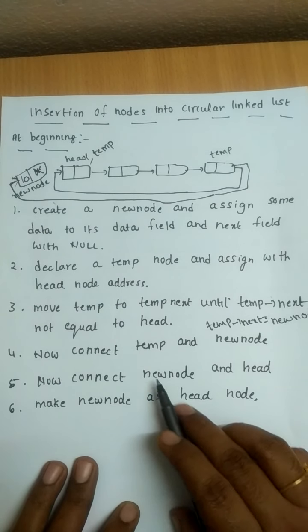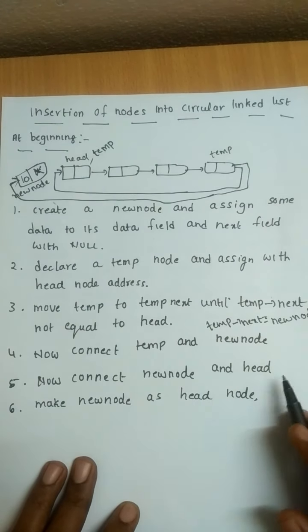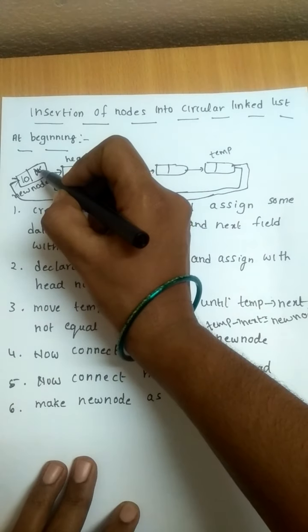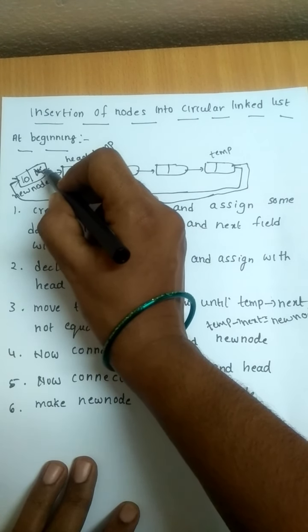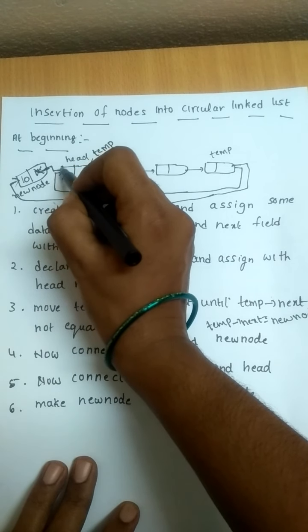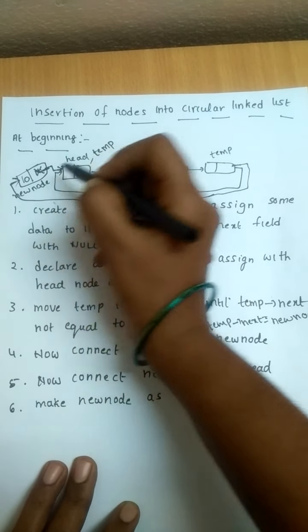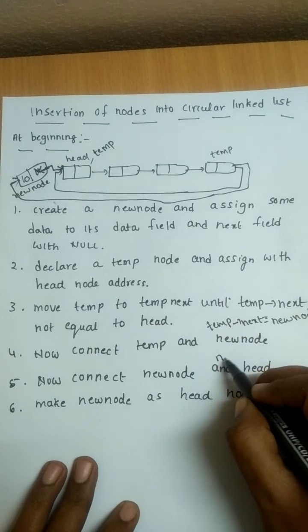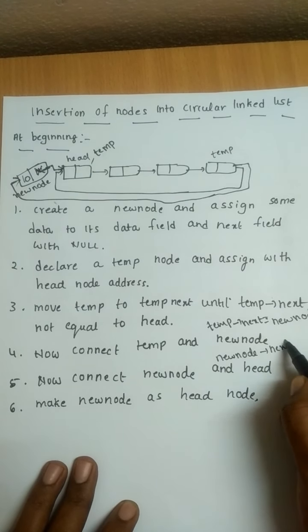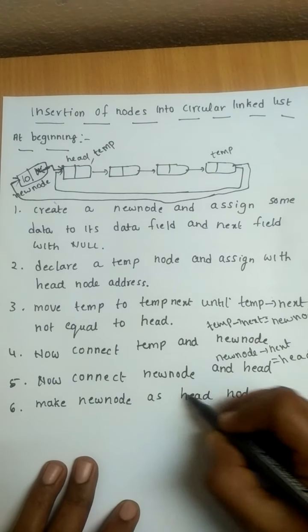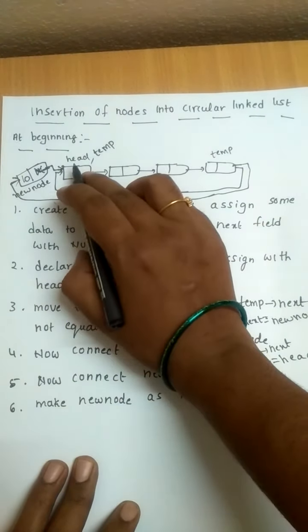What is the next step? Now connect the new node and the head node. Previously the new node's next part is null. Now fill the new node's next part with the head address. That means new node of next equal to head. In this way we have to connect the new node and the head node.